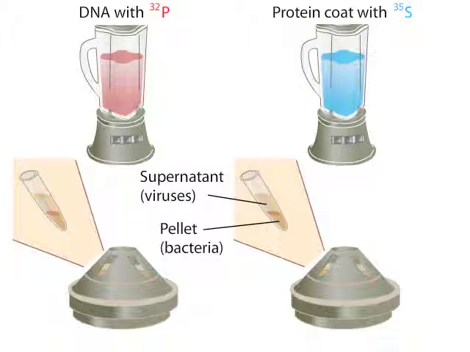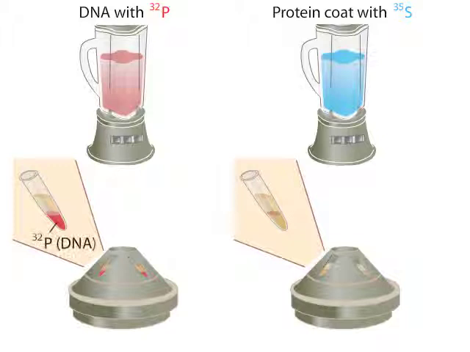If DNA is in fact the genetic material, predict which of the two tubes, the one with P32 or the one with S35, will have a radioactive pellet. Hershey and Chase found that most of the P32 is in the pellet with the bacteria, while most of the S35 is in the supernatant fluid with the viruses.